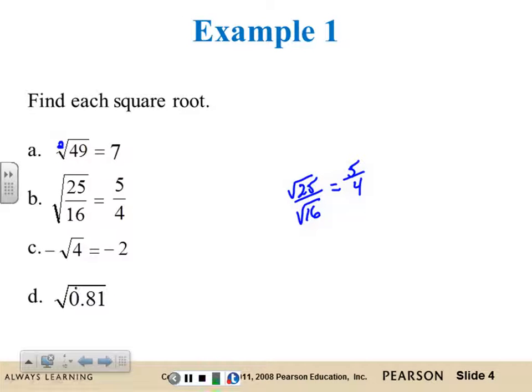Alright, so here we have a decimal. So you have the square root of 0.81. Well, we know the square root of 81 is going to be 9. And the square root of 0.81 is going to be 0.9. So when you do decimals, it's the same thing. You just take the square root of 81, and we know that that's 9. And you still have your decimal where it needs to be.